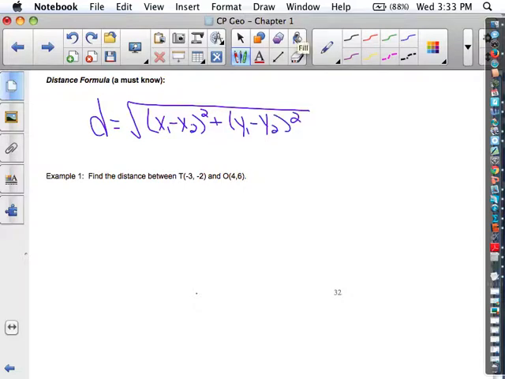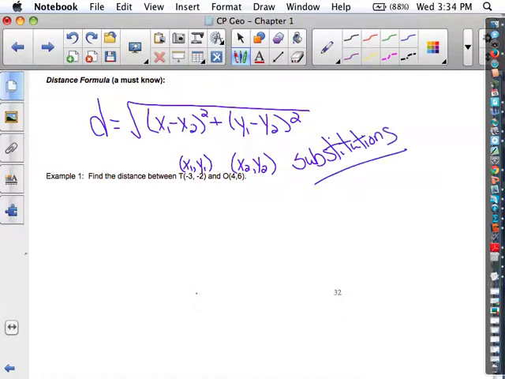So right now, I'm going to ask you to take a minute and go ahead and do this example. I'm not going to do it on the video. We'll do it tomorrow in class. But I will help you think about it because we'll label T (x1, y1) and O (x2, y2). So just make those substitutions and solve that radical. And we'll go over that tomorrow in class.